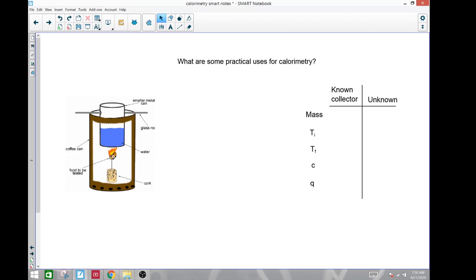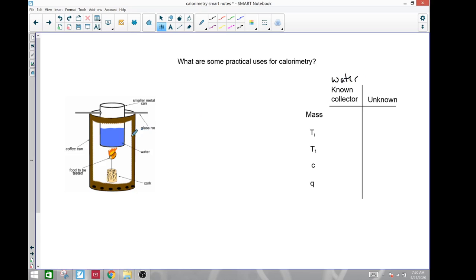You could burn a nut here, and the energy goes up here. So how would we use this table? This table's not super useful at this point. So my known collector is my water. Okay, so this is my water.